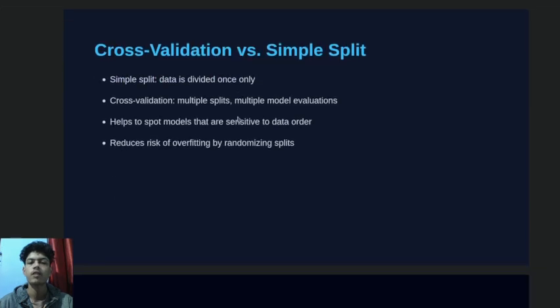Cross validation versus simple split. In a simple split, data is divided only once, while cross validation does multiple splits and multiple model evaluations, and helps to spot models that are sensitive to data order. It also reduces the risk of overfitting by randomizing splits.